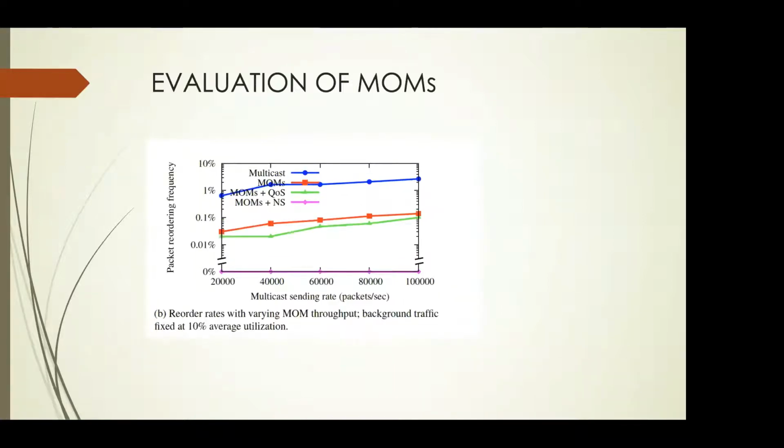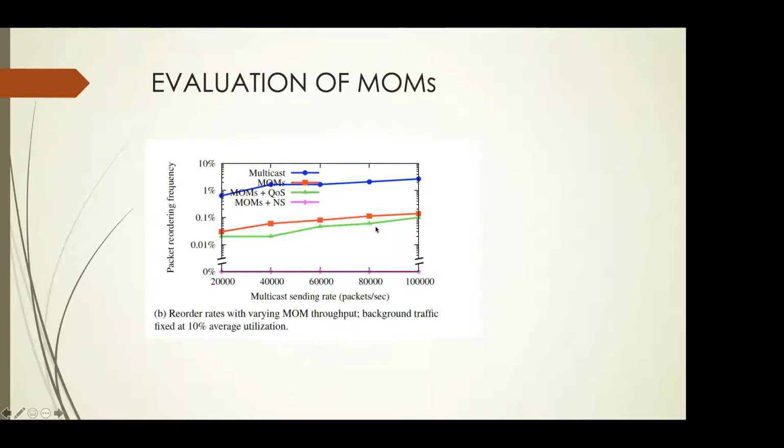And the third one is in this: they vary the packets per second, that is messages per second, and they keep the background traffic fixed at 10%. They vary it from 20,000 to 100K. So here also it shows a similar trend: the best performance is for the MOM plus in-network switch serialization, and the green one, the QoS one, where the priority is maintained, is lower than just the topology aware one.